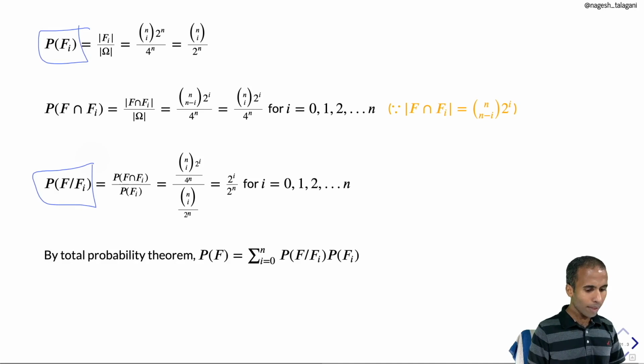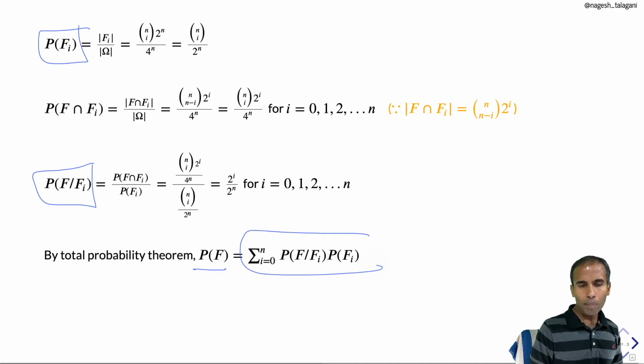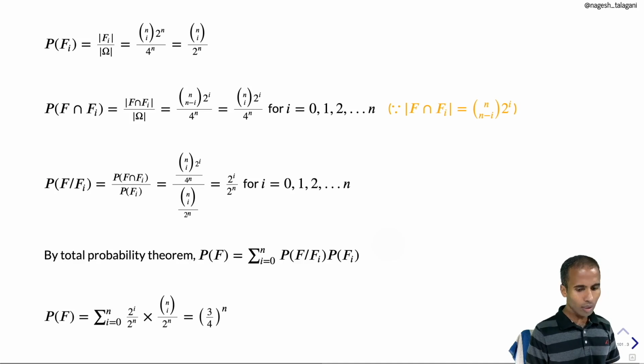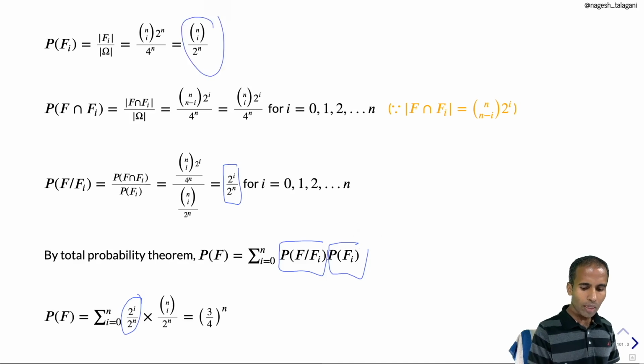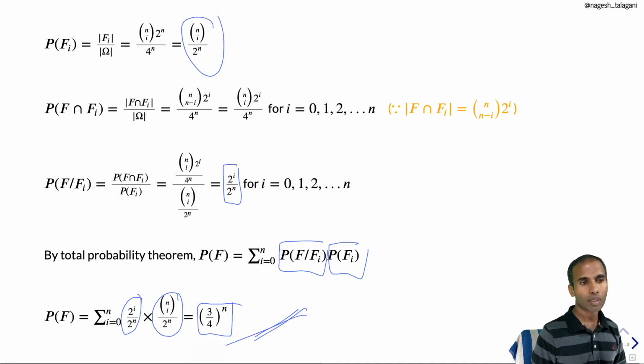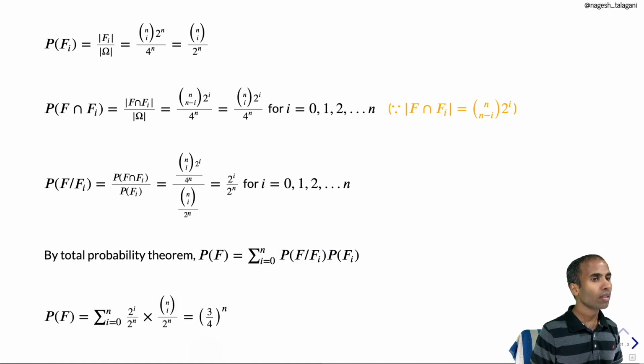Okay. Now by the total probability theorem, the probability of F is going to be the summation over i equal to 0 to n of the probability of F given Fi times the probability of Fi. Now we have everything in this expression. Let's plug it here. The probability of F given Fi, we got 2 to the power of i by 2 to the power of n. So we plug it here. The probability of Fi, we got n choose i by 2 to the power of n. We plug it here. Again, just exactly the same expression as we did in part 1. So this gets simplified to 3 by 4 to the power of n. Okay. So fine. That's it. Okay, now let me stop.